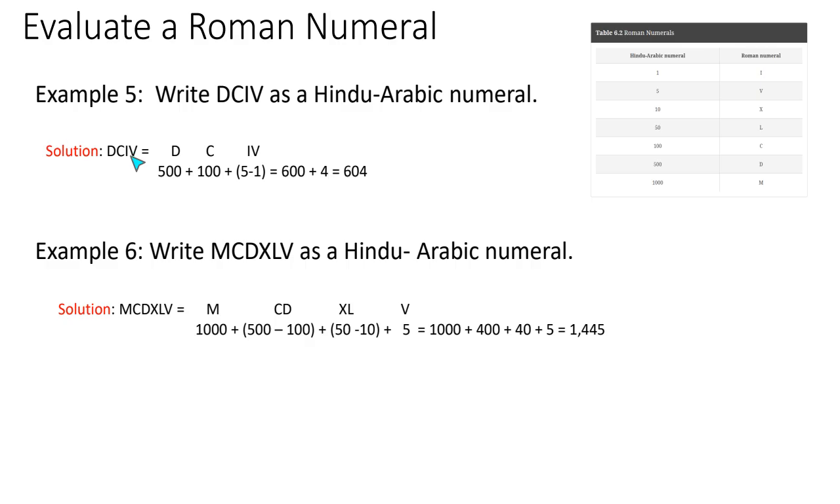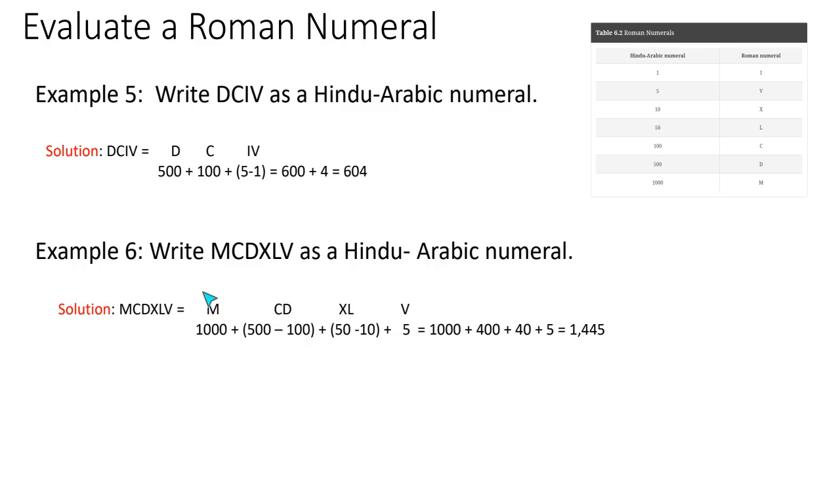Does I have a bigger value than V? So I is smaller than V, so that calls for subtraction. So I'm going to have 5 minus 1 to represent IV. So we have 500 plus 100 is 600, and 5 minus 1 is 4. So my answer is 604.